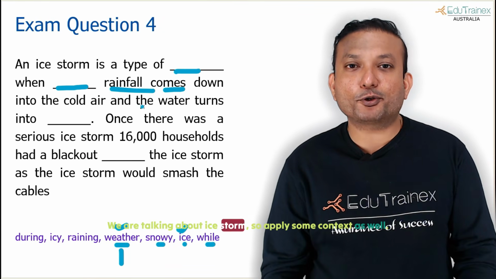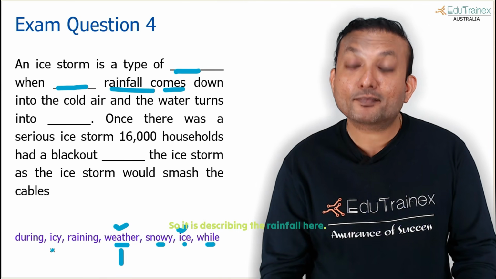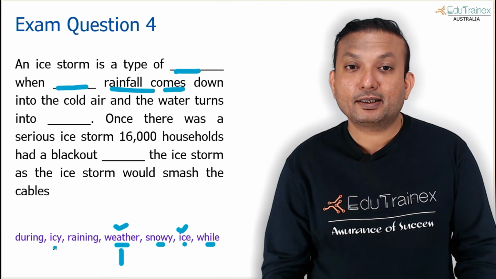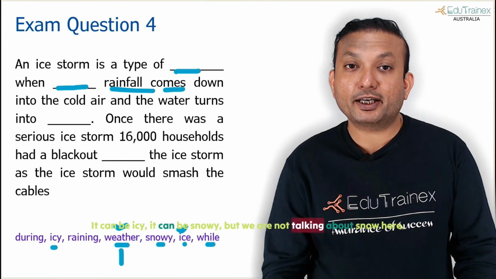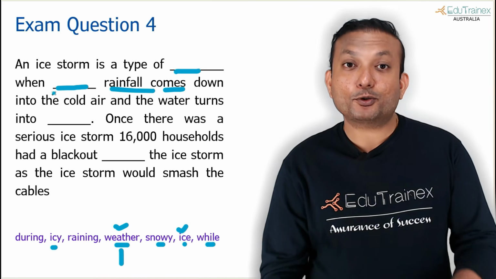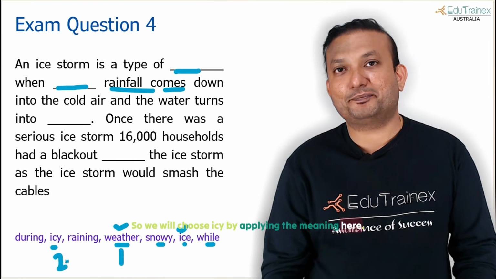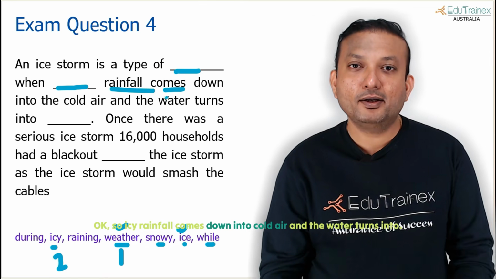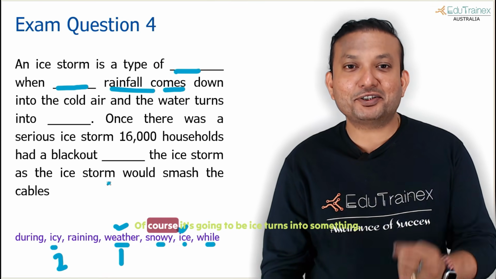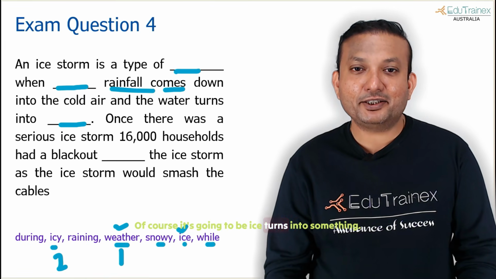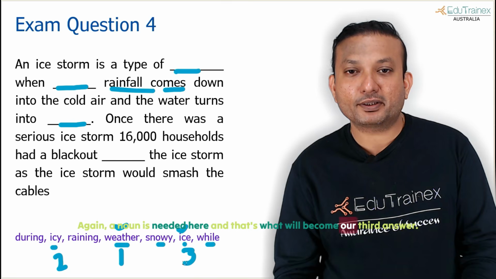We're talking about ice storm, so apply some context as well. So it is describing the rainfall here. It can be icy, it can be snowy, but we are not talking about snow here. We're talking about ice storm. So we will choose icy by applying the meaning here. Okay, so icy rainfall comes down into cold air and the water turns into, of course, it's going to be ice, turns into something. Again, a noun is needed here, and that's what will become our third answer.